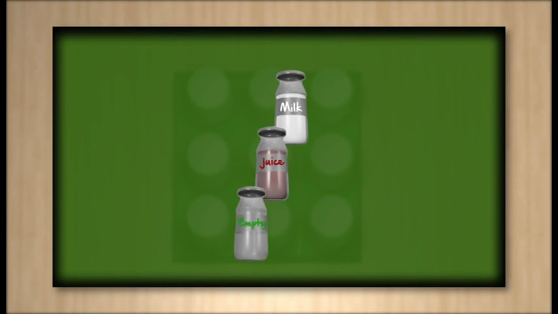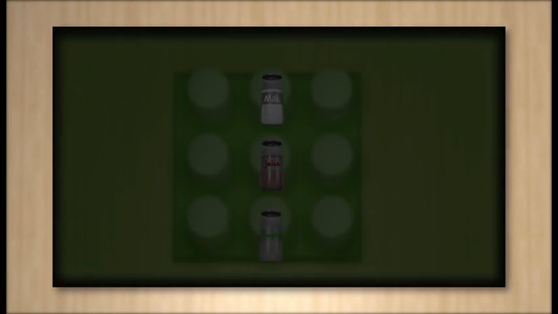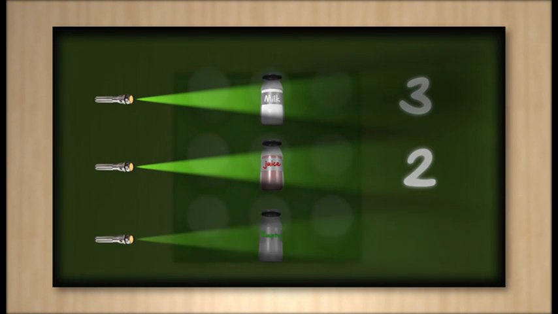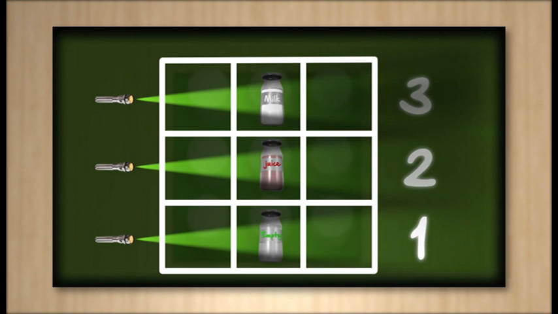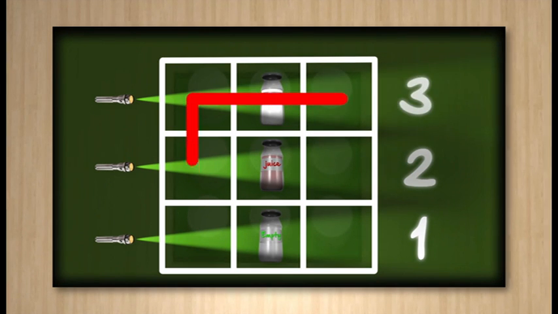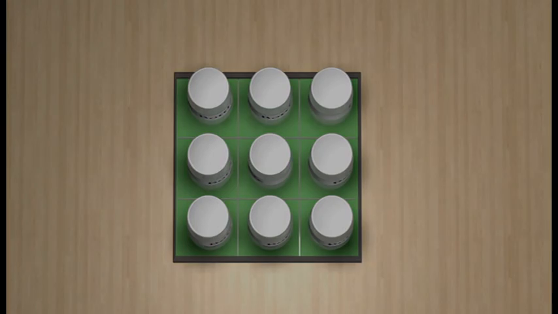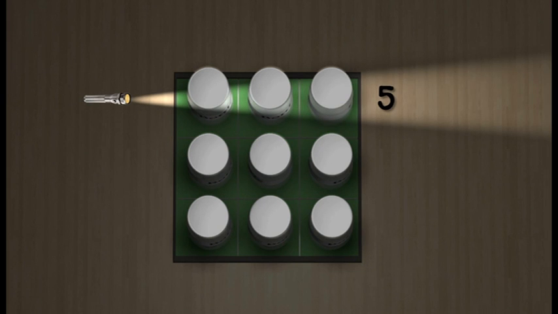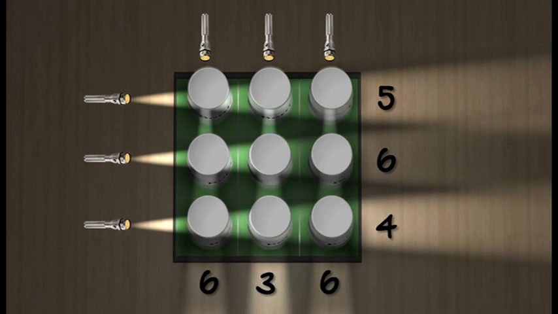Measurements indicate that milk bottles absorb 3 units, juice bottles 2 units and empty bottles 1 unit. This table indicates the amount of light absorbed when light shines through each of the rows and each of the columns. So the sum of absorptions in the first row adds up to 5, in the second row, and so on.